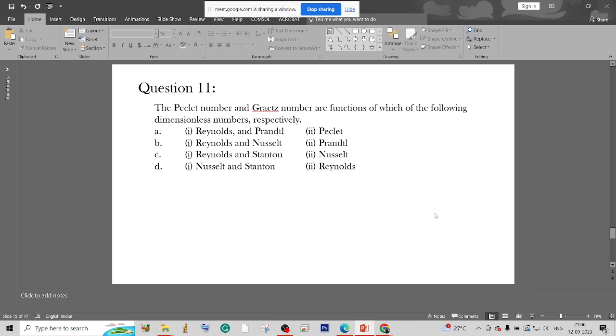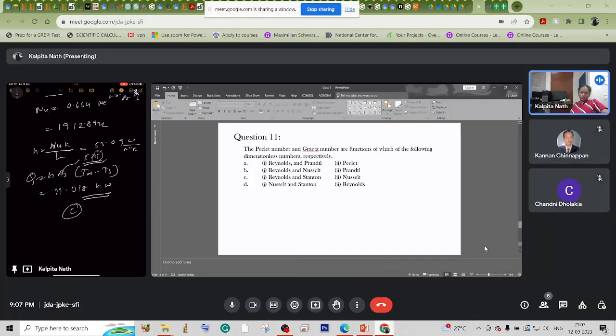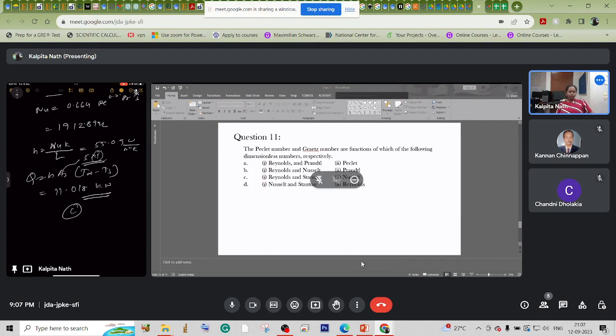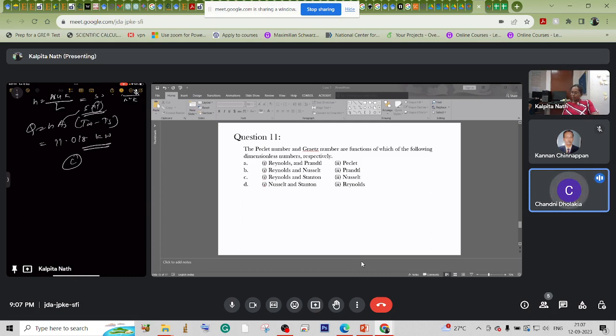What do we know about the Peclet number? What is the Peclet number? Tell me. Peclet number is LV by D, that is diffusion. That is Reynolds number into Prandtl number.